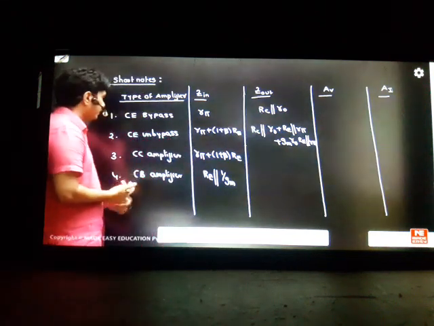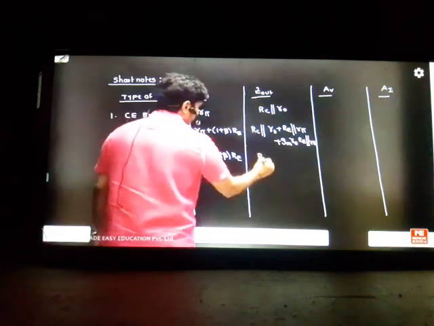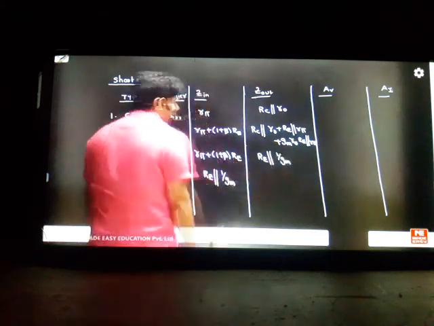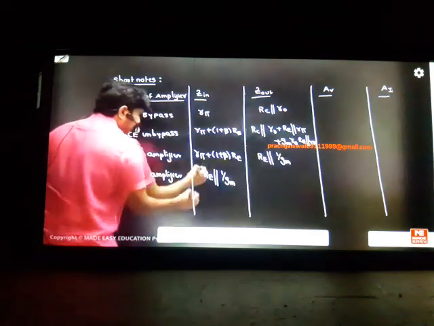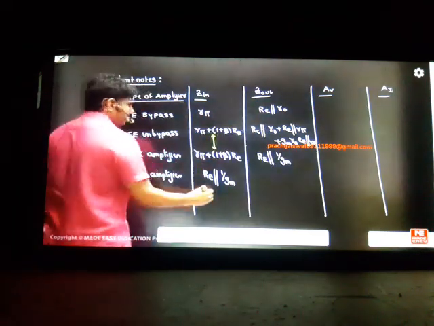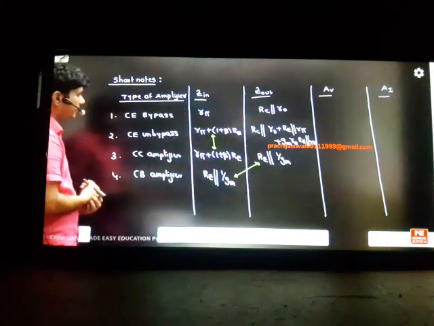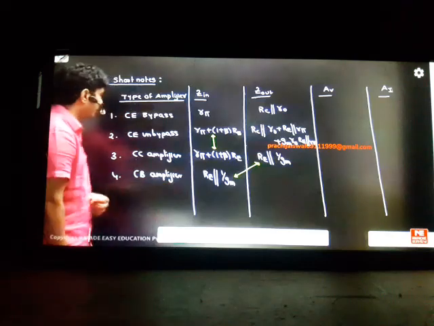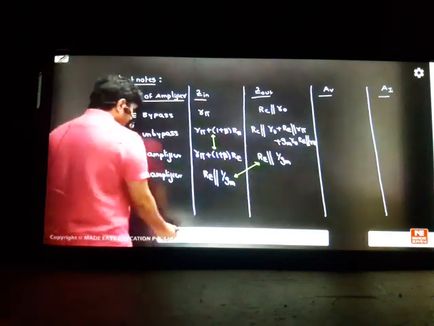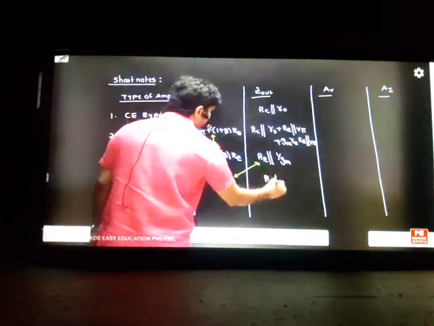If you take R naught into account, common collector output impedance is similar to common base input impedance. So you can see the tricks here. These two are same. These two are same. This is my arrow indication technique. So the output impedance of my common collector will be the same as the input impedance of common base. And coming to the last answer, output impedance is RC parallel to R naught.